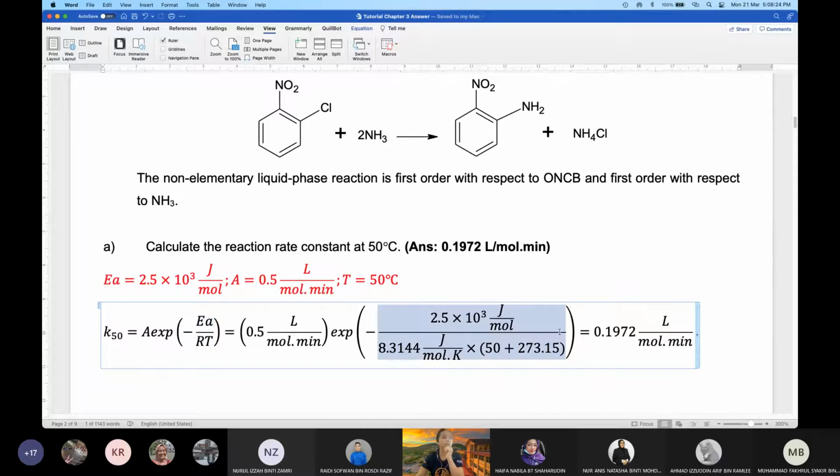Okay, kalau kamu perasan dalam bracket ni, above, atas dia, pengatas dia joule per mole. Pembawah dia joule per mole Kelvin. So kalau kamu perasan, kesemua unit akan terbatal by themselves. The joule and the mole above will be cancelled with the joule and the mole below. The Kelvin will be cancelled as well.